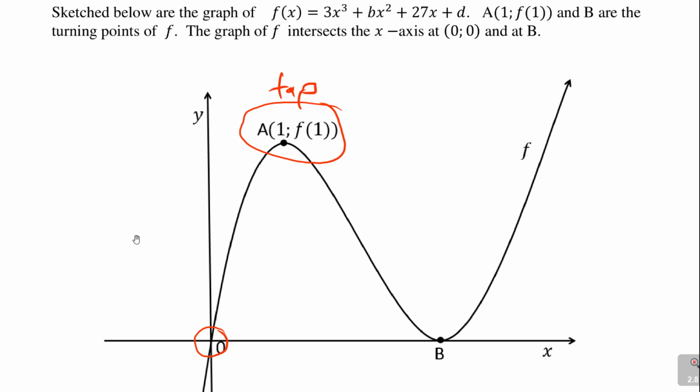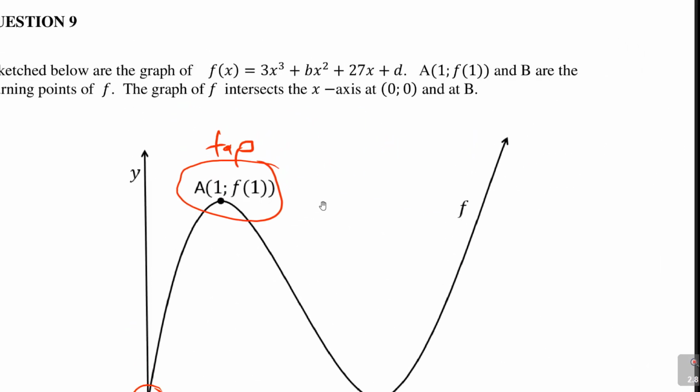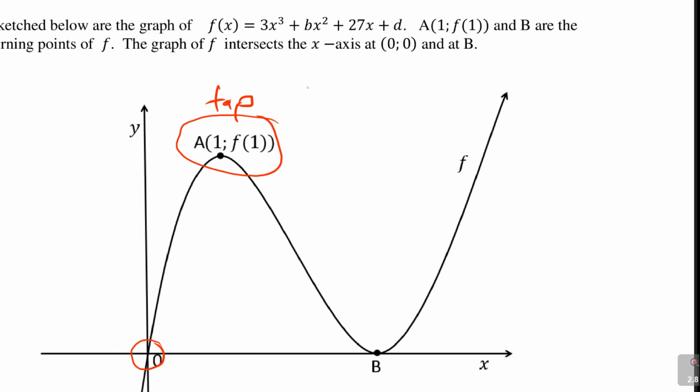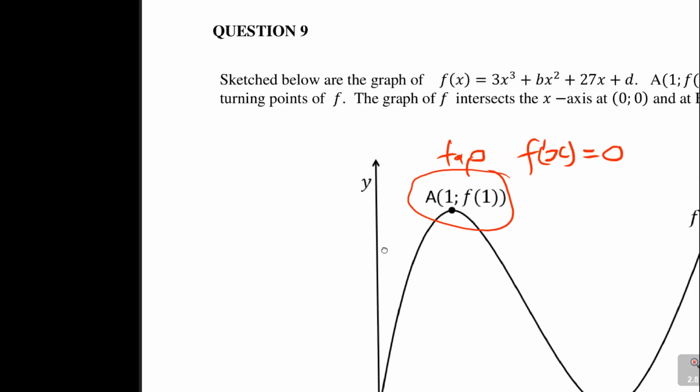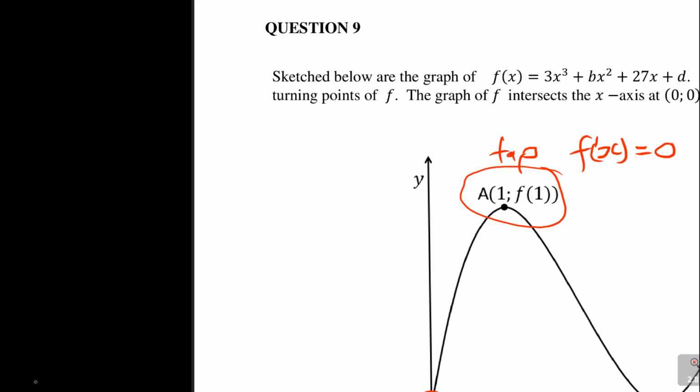When you get the turning point, you must always remind yourself that at a turning point, f prime of x is equal to 0. That's the turning point concept. So let me write it down here: you are given f of x is equal to 3x cubed plus bx squared plus 27x. Remember, I said D is 0. We can leave it like that.